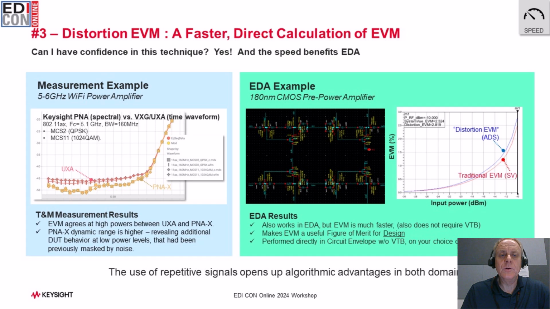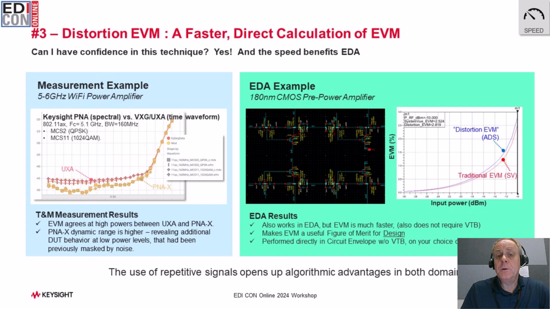There's a way to get the EVM more directly estimated, which has been demonstrated in measurements against the traditional time domain method with the vector signal generators and the vector signal analyzers, the UXA and VXG, for example. In this plot, you see that the measurement folks have gotten lower noise floor and a higher dynamic range, and they can tell device behaviors to a much lower level. In EDA, it turns out that there's a similar benefit. You can do it in a time domain method or in this distortion EVM method.